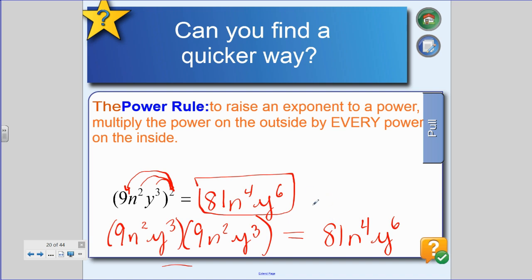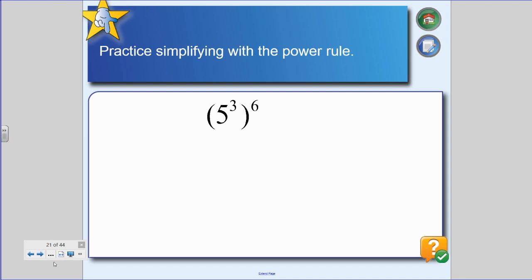If you were to leave the 9 in exponential form as 9 squared instead of 81, that's absolutely fine. And in some cases, that'll be the better thing to do. Right? So let's try it.